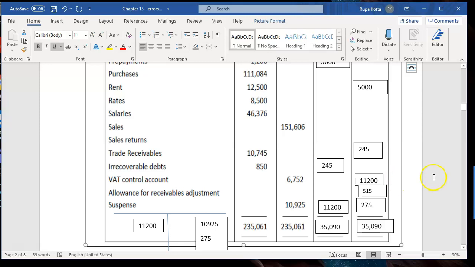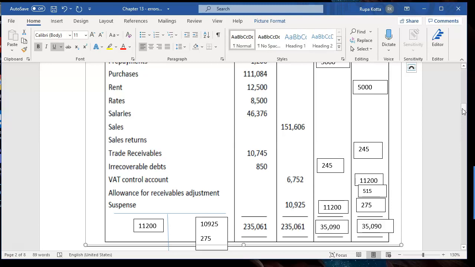So anytime you record an adjustment, there should always be a double entry for the adjustment. And once all the adjustments are completed, the suspense account balance should become zero. That is when you know your answers are right. And the total of your adjustment columns should always match. Okay, so that is the explanation of the task 1 from the errors and suspense account questions which were given on Wednesday.